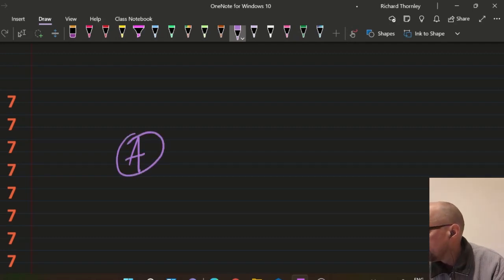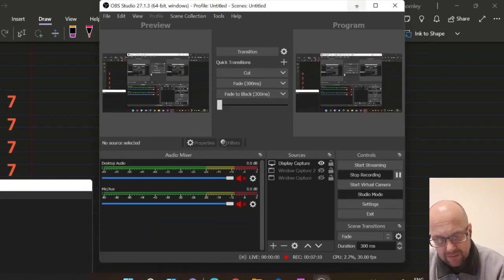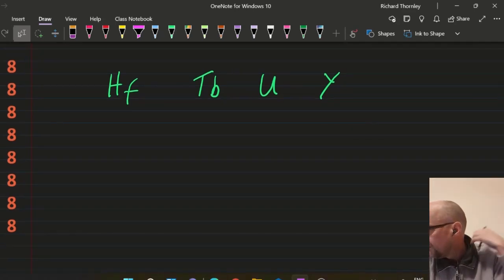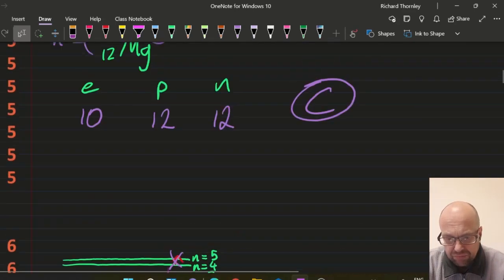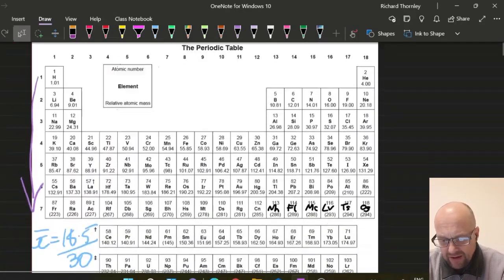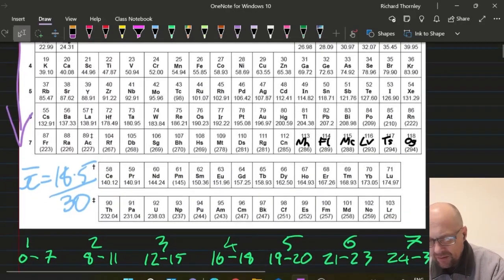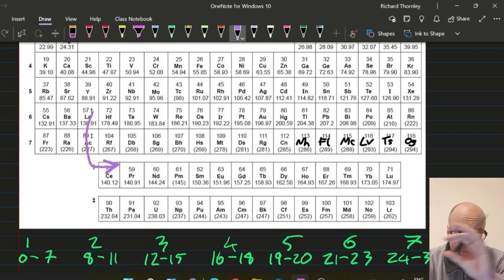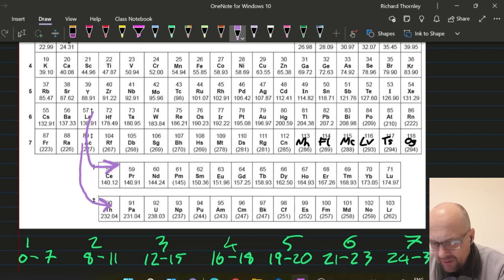8. What element is a lanthanide? Well, looking at their periodic table, you can see that the lanthanides are this group here, this row, sorry, because the actinides are that one. So Hf, Tb, U and Y.